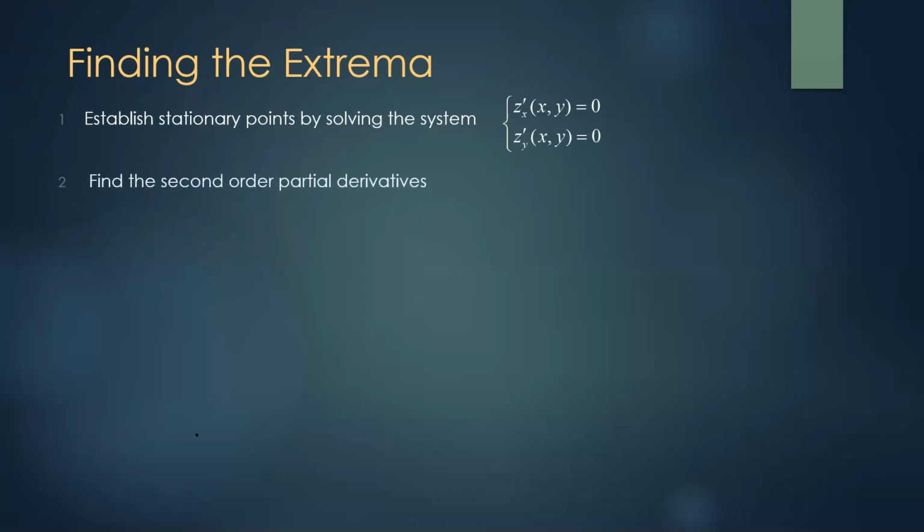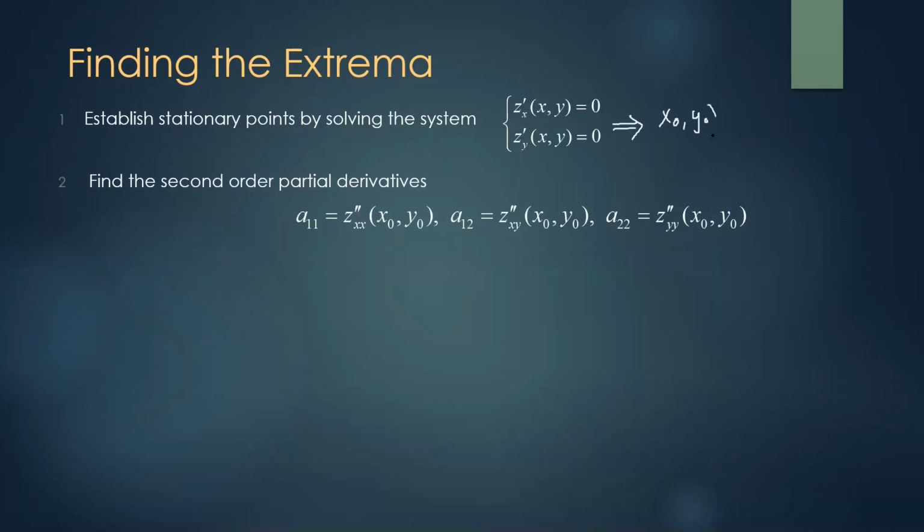Next, find the second order partial derivatives at the point where you solve. So the solution, I will repeat, this gives us critical points, for example, x0, y0, or more than just one, then you find the second order partial derivatives, as you see, at these points, 1, 2, 3.